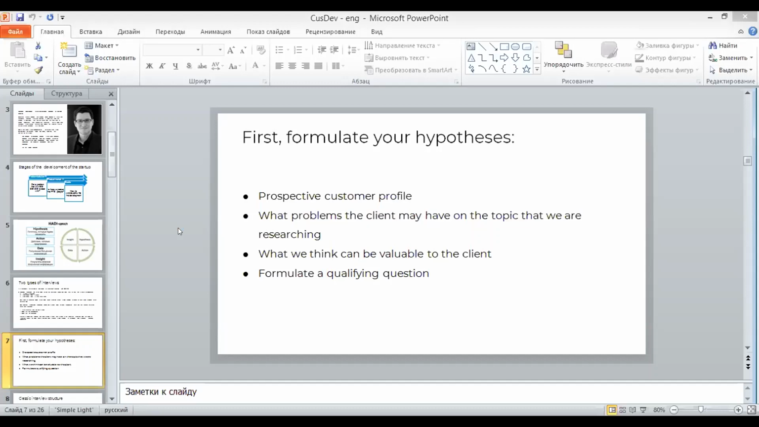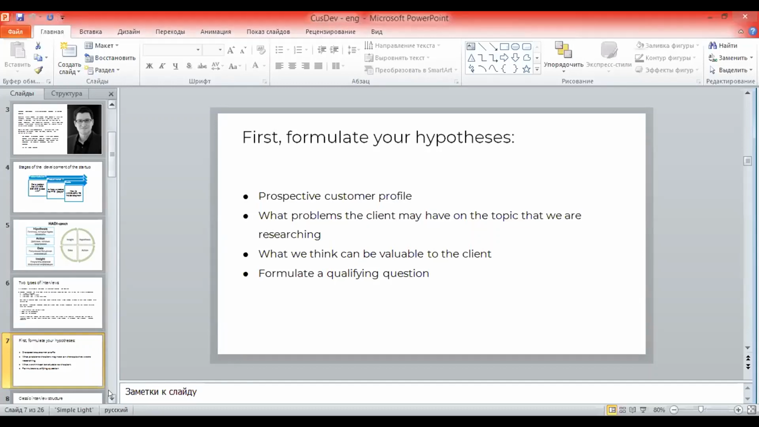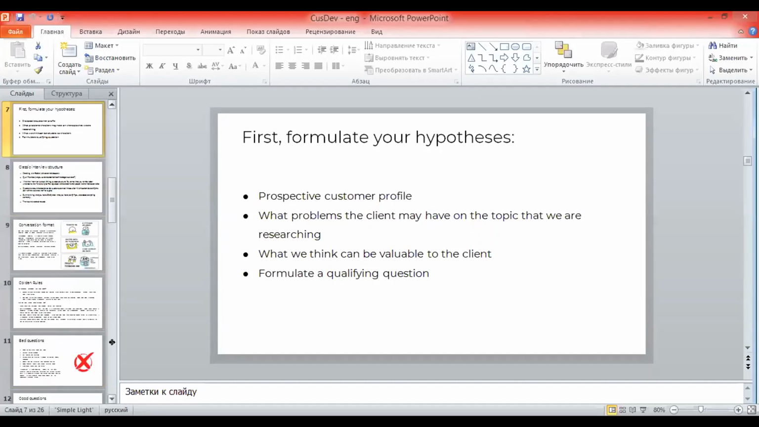So it's our idea of what we think can be valuable to this client. So it's of course about value. It goes from one side: when we understand their pain, it helps us formulate the value for the client. But in the meantime, it's also important for us to understand the value, let's say, in general, for such a type of client.